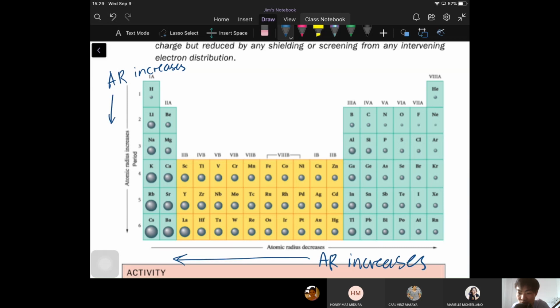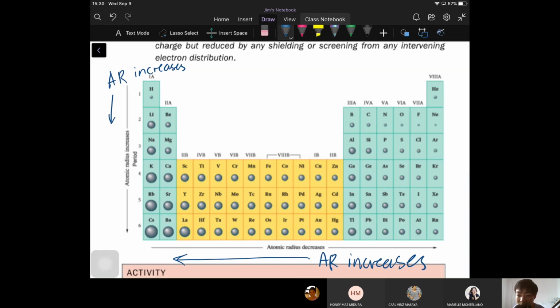Okay, so let's rationalize on that trend, no? Bakit ganyan? Sige. Mag-isip tayo. Bakit lumalaki yung size ng atom pag pababa? Lumalaki siya pag pababa because dumadami yung electrons. Remember, you start with 1 electron kay hydrogen, you end with, kay cesium... ay, hindi pala siya 87. You end with 55 electrons kay cesium. So, ano yung idea? As long as you go down the periodic table, dumadami yung electrons.